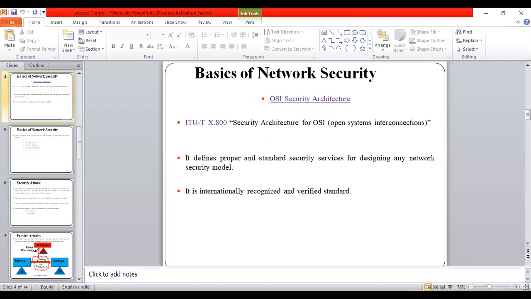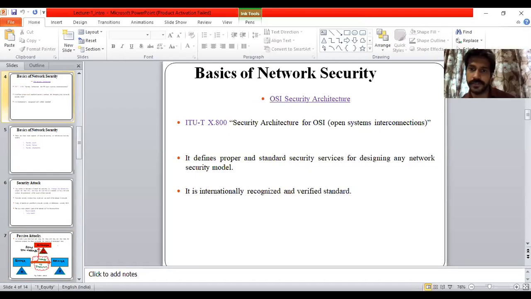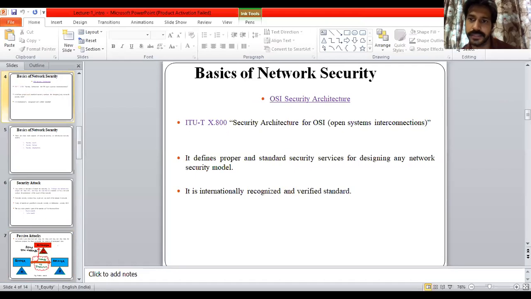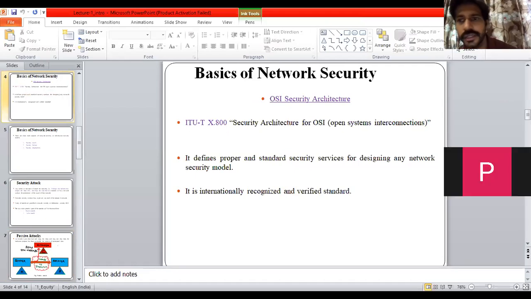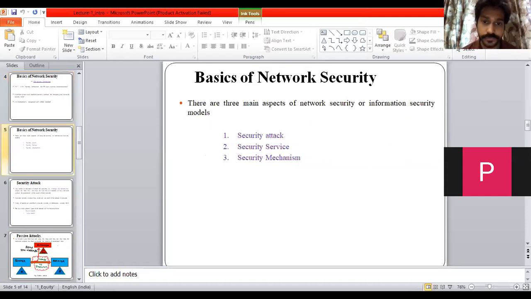Okay, so ITU X.800 is the certification thing or security architecture that provides the different things and security mechanisms for any kind of network for providing security. When we talk about the basics, there are 3 different basics related to network security: one is security attack, another is security service, and the third one is security mechanism.